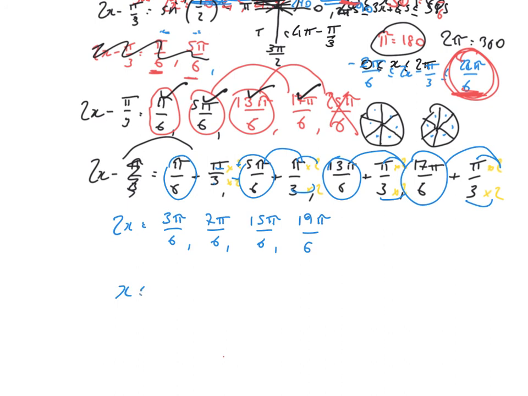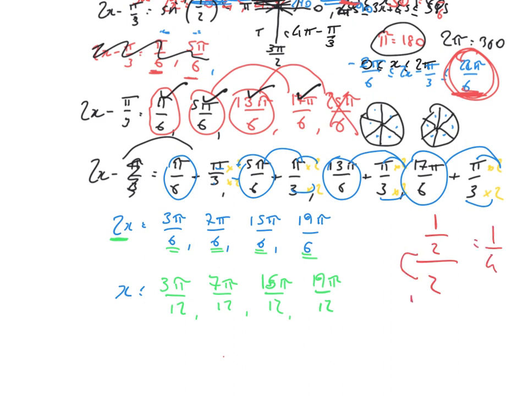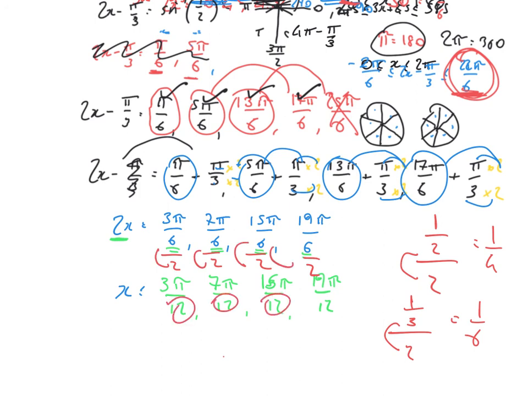Okay, almost there. Final move, I need to divide through by 2. Now if you divide through by 2, what you basically do then is you double the denominators. So that will give me 3 pi over 12, 7 pi over 12, 15 pi over 12, and 19 pi over 12. Now, does that make sense? Well, it does make sense, because if you think about a half, and you half it, you just multiply the denominators, you get 1/4. If you think about a third and you half it, you just multiply the denominators and you get 1/6. So I'm dividing each of these by 2, leaves me with a denominator each time of 12.